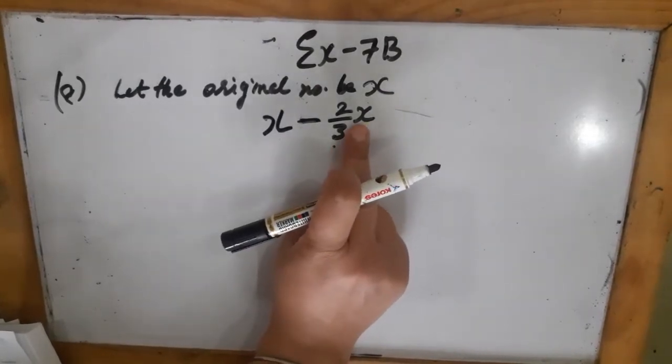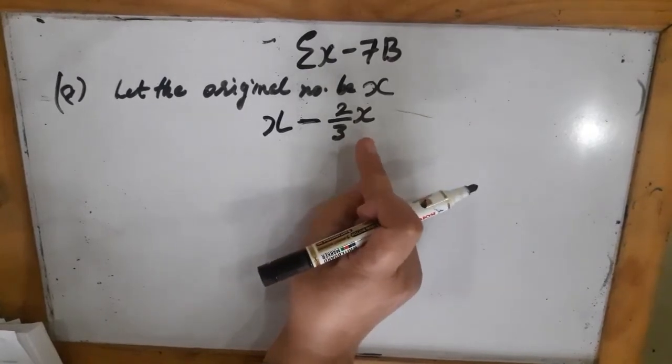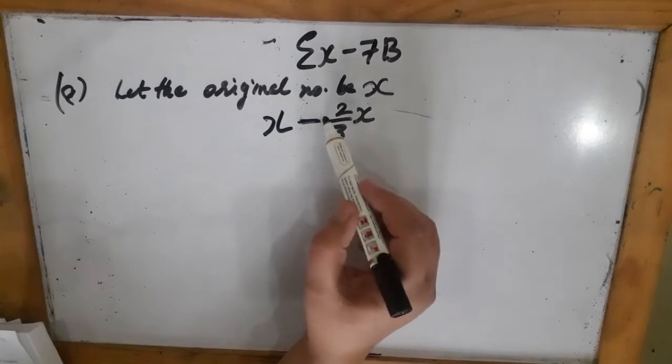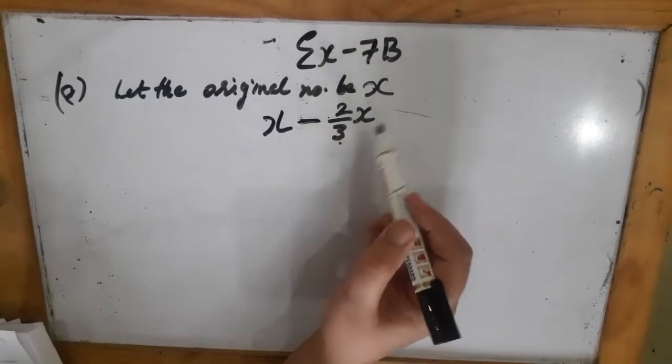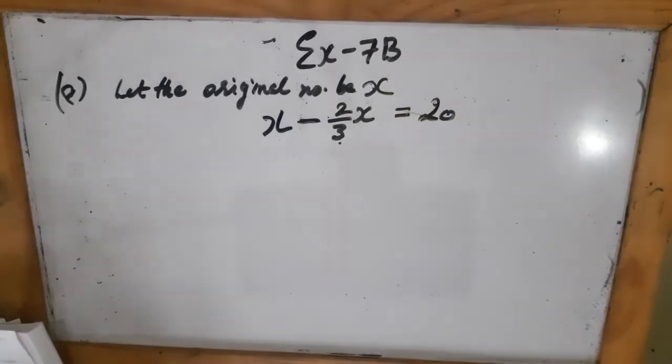You have to be very careful what you keep in the first place while subtracting. So they are saying 2/3 of a number is less than the original number by how much? By 20. It is less than the original number by 20. So this becomes my equation and you have to solve it.